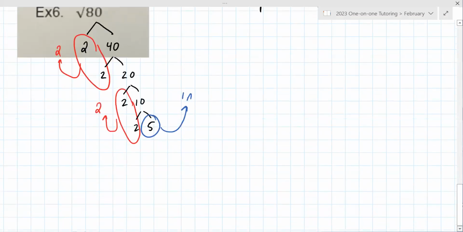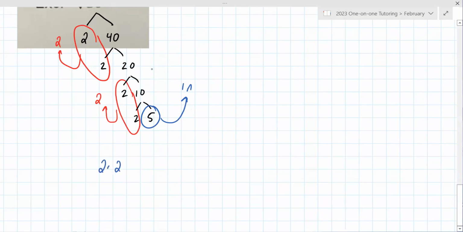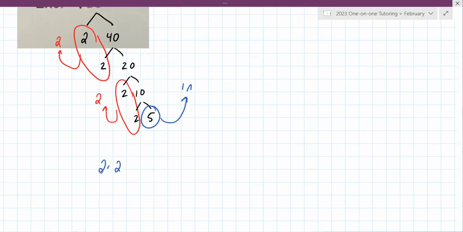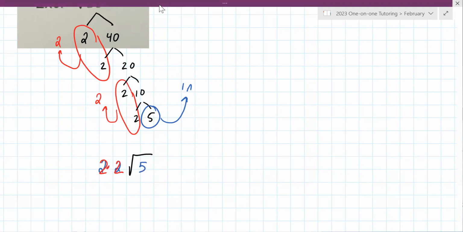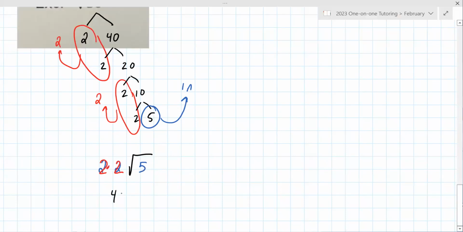So your answer will be 2 times 2, because of the 2s you brought out, square root of whatever stays in, which is the 5. So we've got 4 square root 5 as your final answer. Okay.